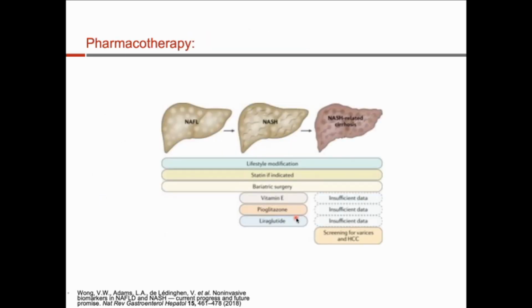So to review pharmacotherapy, from people with simple fatty liver disease to NASH to cirrhosis, lifestyle modification is key, statin if indicated, and even bariatric surgery for the morbidly obese has been shown to be helpful for fatty liver disease. Insufficient data for everything else. And if they are cirrhotic, they need screening for esophageal varices and hepatoma, as I mentioned earlier in my slides.